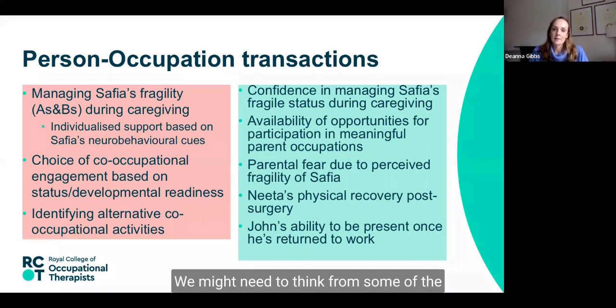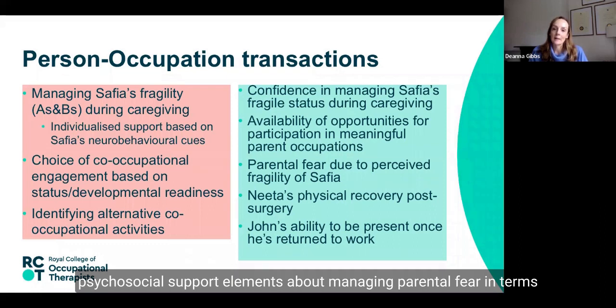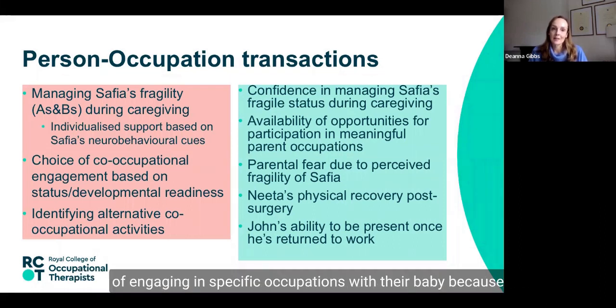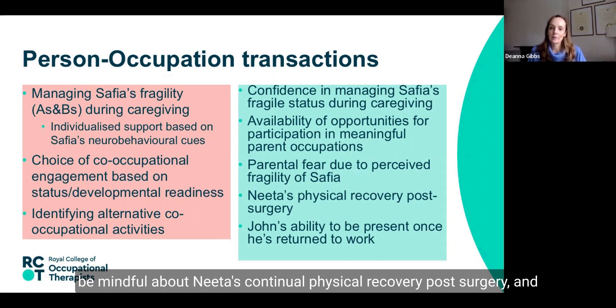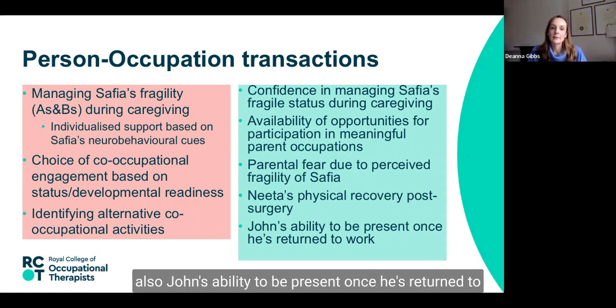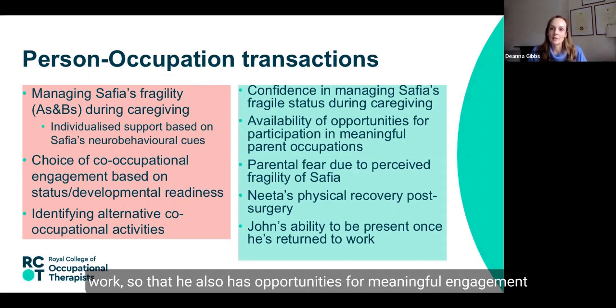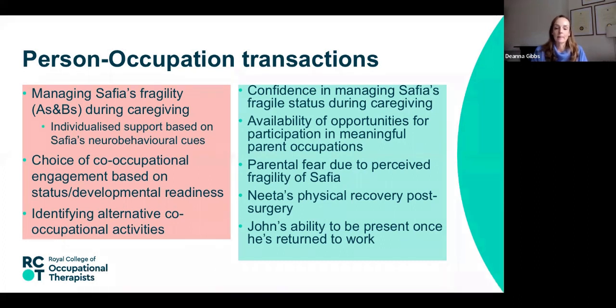We might need to think, from some of the psychosocial support elements, about managing parental fear in terms of engaging in specific occupations with their baby because of their fear of harming her because of how fragile she is perceived to be. And then individually for the parents, we also need to be mindful about Nita's continual physical recovery post-surgery, and also John's ability to be present once he's returned to work so that he also has opportunities for meaningful engagement in the care of his daughter.